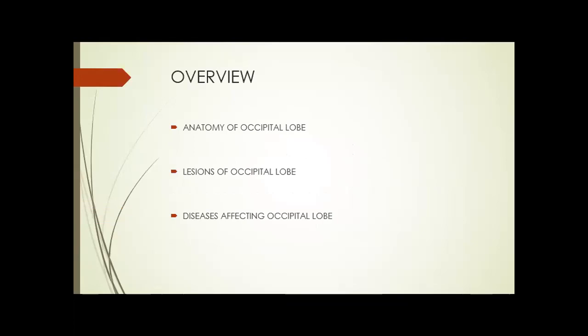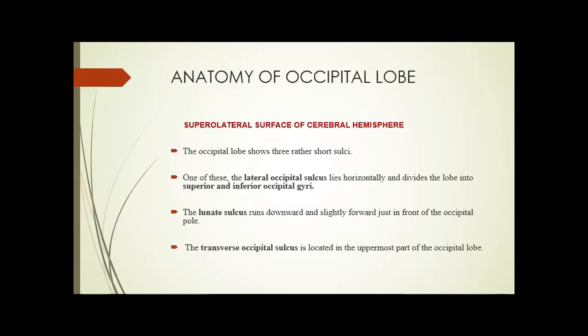This is an overview of all of the topics that we will be going through today. First, we will talk about the anatomy of the occipital lobe, then the lesions of the occipital lobe, and finally, the diseases which affect the occipital lobe. Now, the anatomy of the occipital lobe can be divided into the supralateral surface of the cerebral hemisphere and the medial surface of the cerebral hemisphere.